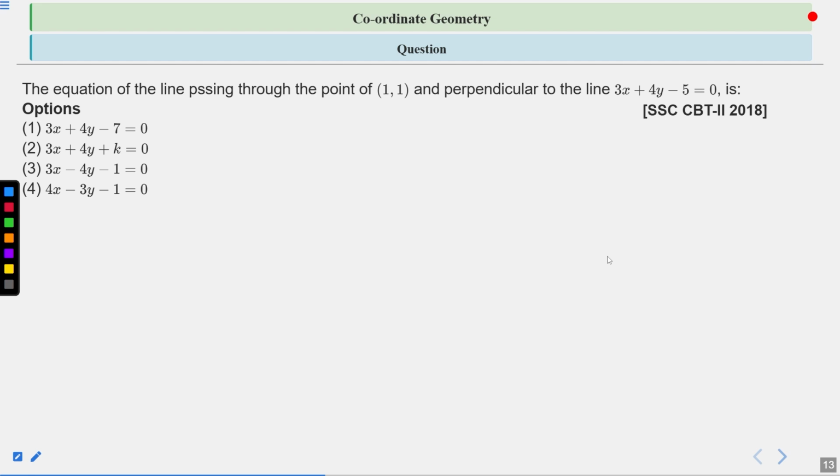The equation of the line passing through the point 1, 1 and perpendicular to the line 3x plus 4y minus 5 equals 0 is, and this question was asked in SSC CGL 2018. So there are four options. First one is 3x plus 4y minus 7 equals 0. Second one is 3x plus 4y plus k equals 0. Third one is 3x minus 4y minus 1 equals 0. And fourth one is 4x minus 3y minus 1 equals 0. Now you have 10 seconds to solve this question. Your time starts now.